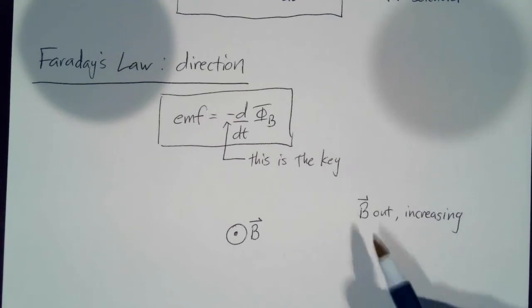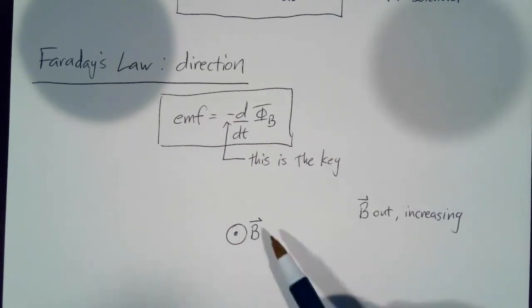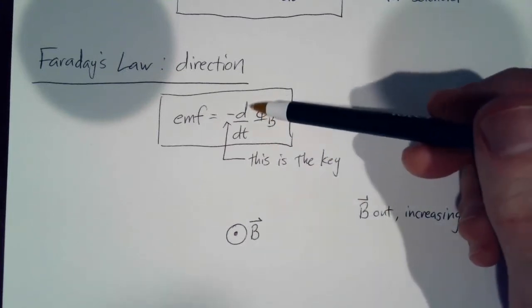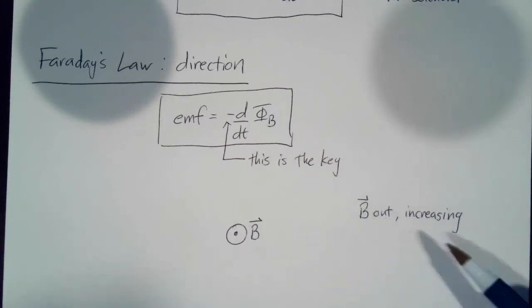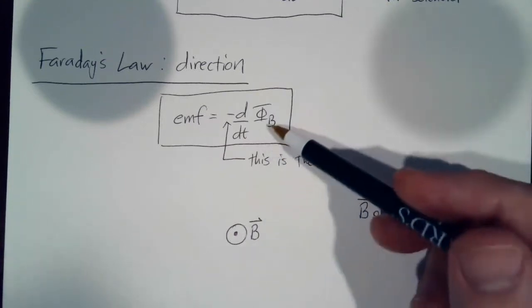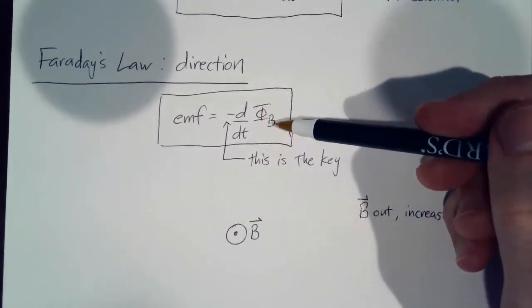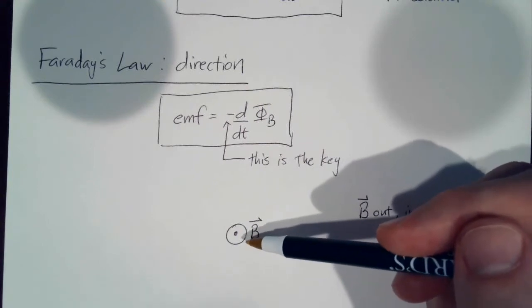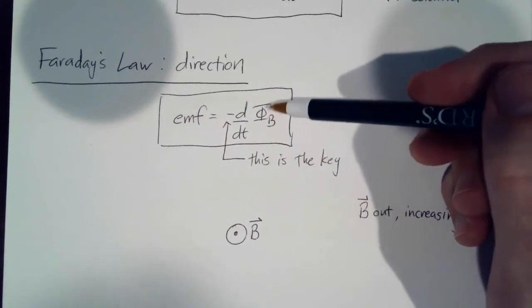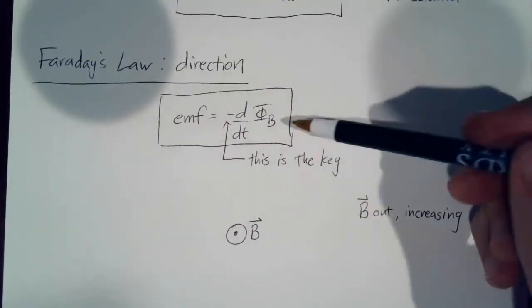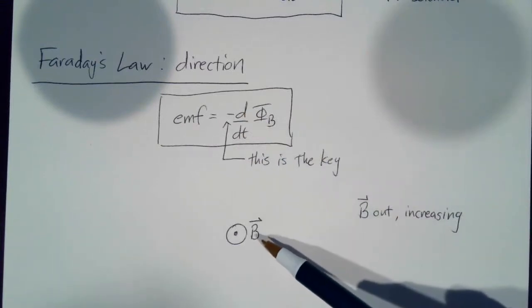Okay, so I'm going to start with B, the magnetic field coming out of the page and increasing. Now on the right-hand side here, we have the change in the magnetic flux. And if the magnetic field is changing, which it is because it's increasing, then there's going to be a change in the flux. The other thing that could change the flux is the angle between the magnetic field and the loop that we're using, the surface, or the area. So we're going to say that those two things are constant for the purpose of illustrating what happens to the flux when B changes, okay?